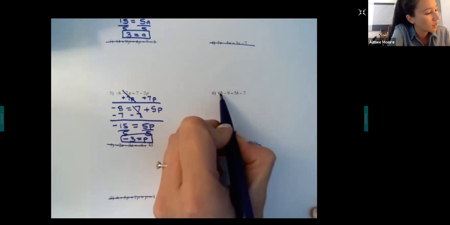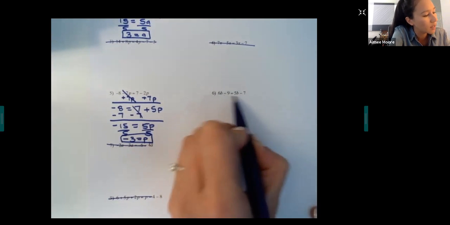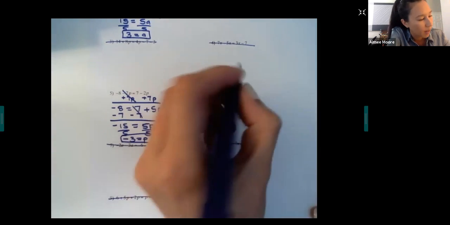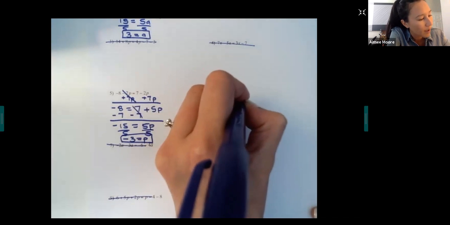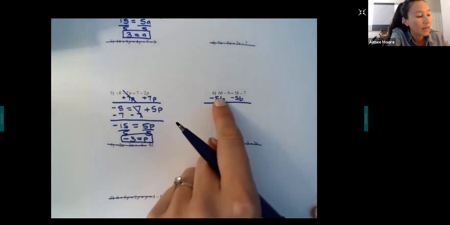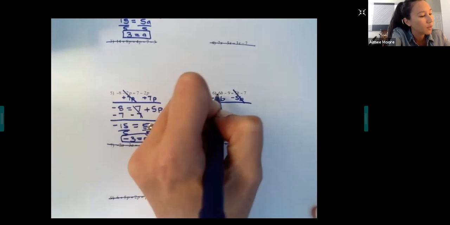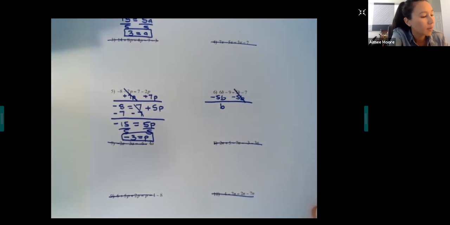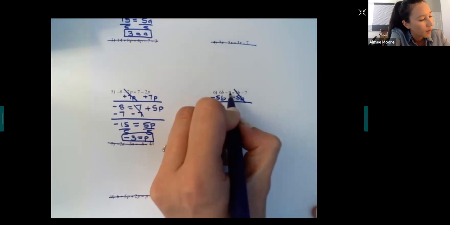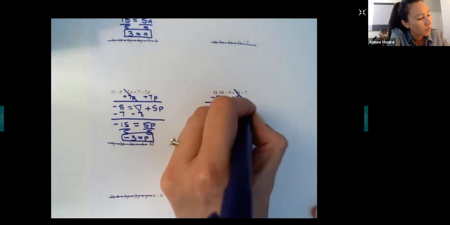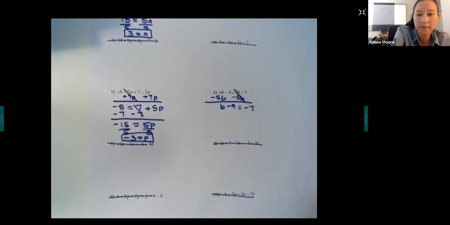Number 6, 6b minus 9 equals 5b minus 7. So the smaller variable term between 6b and 5b is 5b. So I would subtract 5b from both sides. And you notice that I'm lining it up with the other variable term, because that's the only way we can do it. 6b minus 5b is just b, or 1b, but we don't need to write the 1. We bring down the -9, and that equals -7.